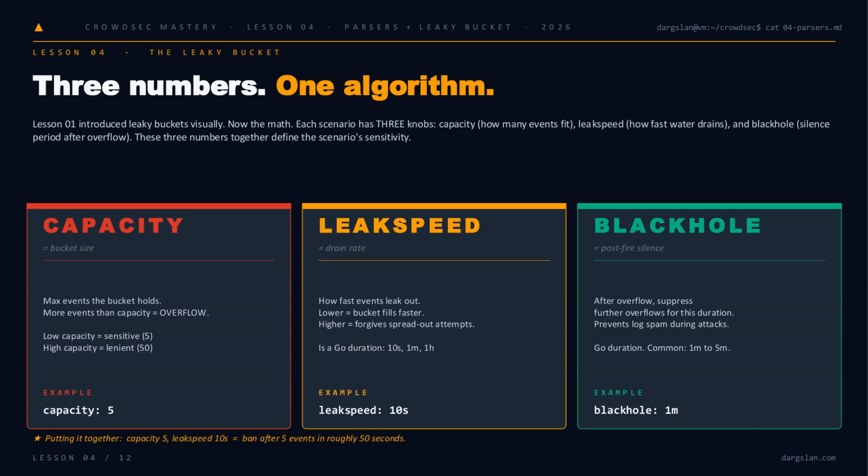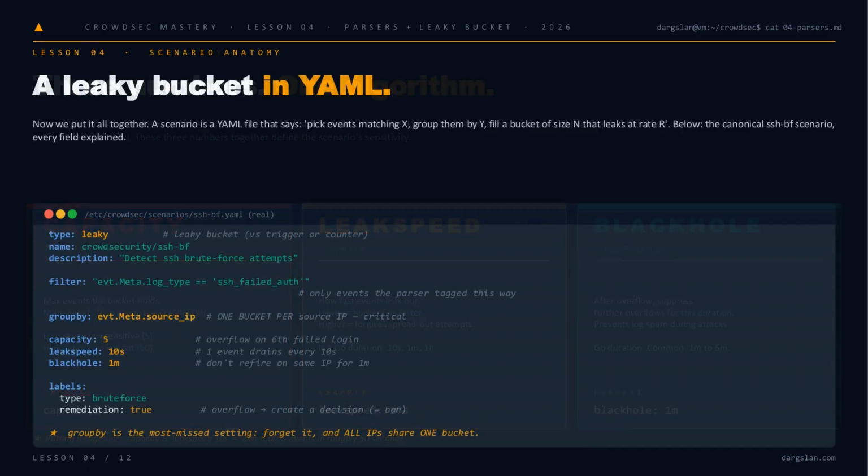Put them together. Capacity 5, leak speed 10 seconds, and you've described a ban after roughly 5 failed events in 50 seconds. 3 knobs, 1 algorithm. So here's all of that wired into a real YAML file.